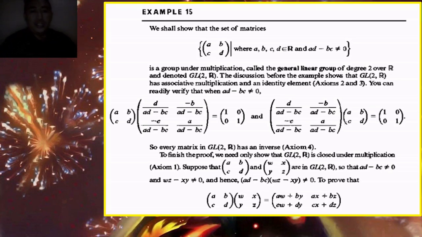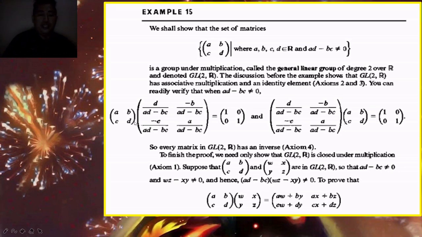So, we shall show that the set of matrices [[A,B],[C,D]], where A, B, C, D are elements in R, and AD minus BC is not equal to 0, is a group under multiplication called the general linear group of degree 2 over R, and denoted by GL2R. The discussion before the example shows that GL2R has associative multiplication and identity element. Okay na, ganina. And then, kani class ang iyahang inverse.